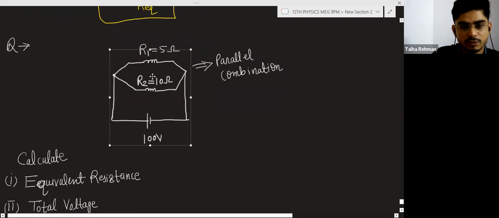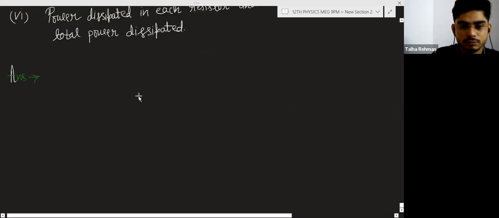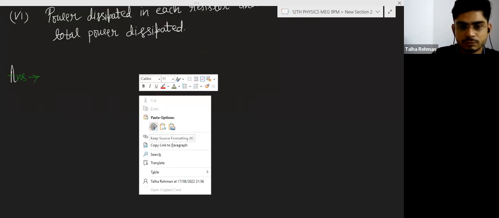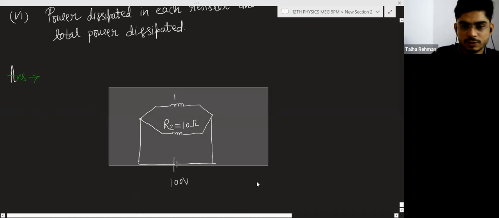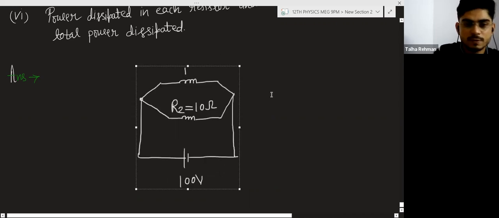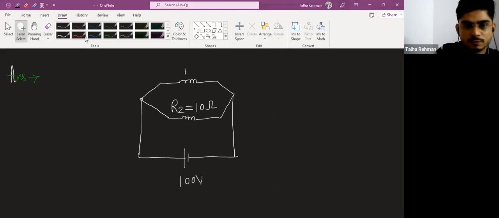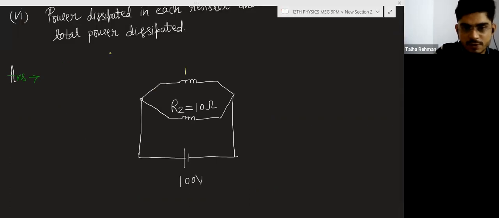Okay, now see here. We can increase the size also. Okay, fine. Now, see here, this was R1, that is 5 ohm. And they are asking the equivalent resistance.